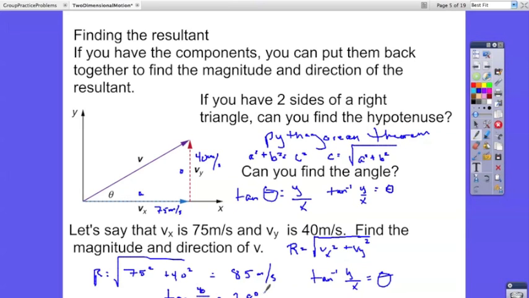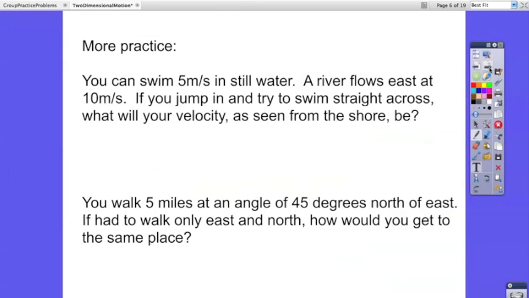Okay, so we have taken a vector and resolved it into its components. We have taken the components and put them back into the vector, found the resultant magnitude and direction. Some more practice. You can swim 5 meters per second in still water. A river flows east at 10 meters per second. If you jump in and try to swim straight across, what will your velocity as seen from the shore be?